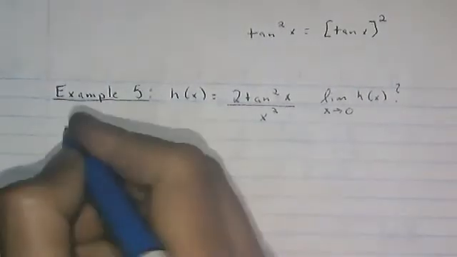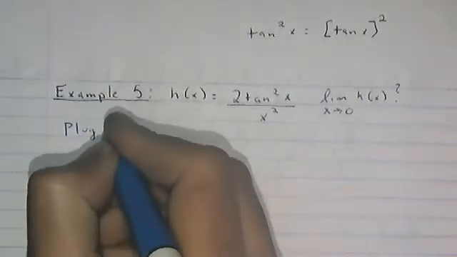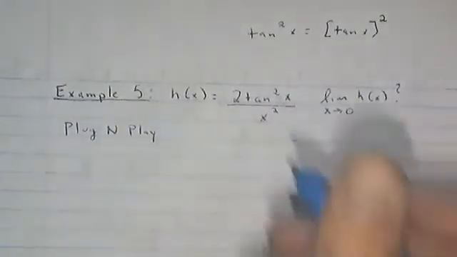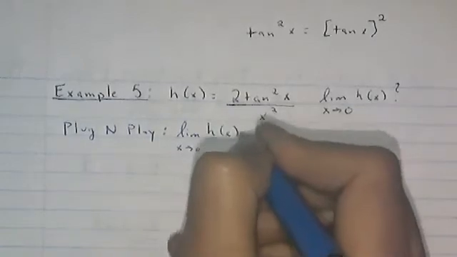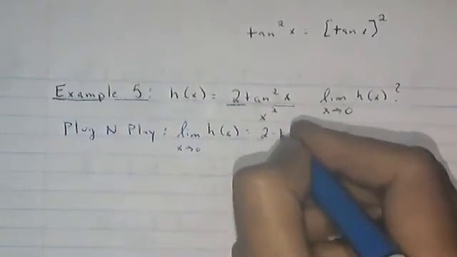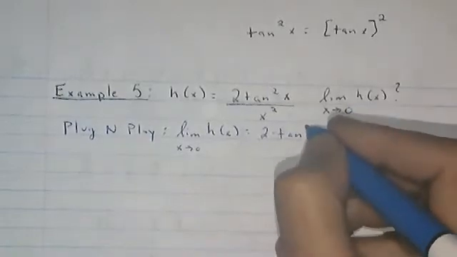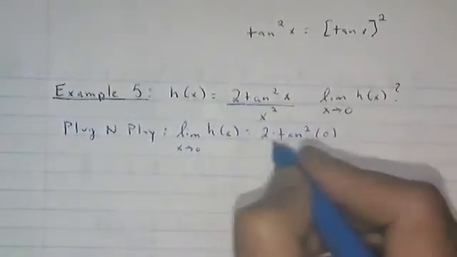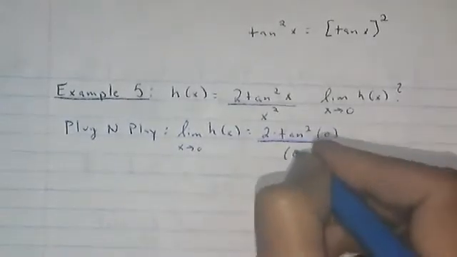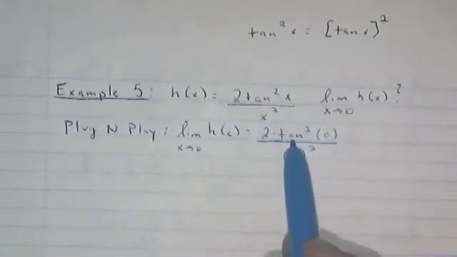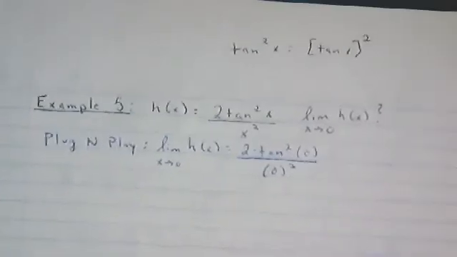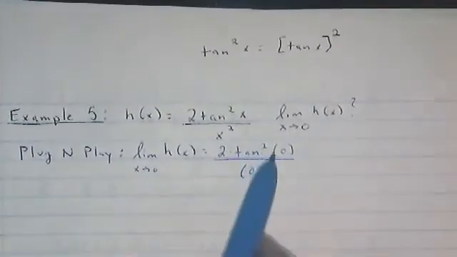Well, as always, we'll plug and play. We don't feel good about the bottom, but maybe the top will surprise us. So the limit as x approaches 0 of h of x, we plug and play, tells us twice the tangent squared of 0 over 0 squared. So we know the bottom's going to blow up, but if by some chance the top turns into a constant, then we're stoked, because then it's just a vertical asymptote. But what's the tangent of 0?